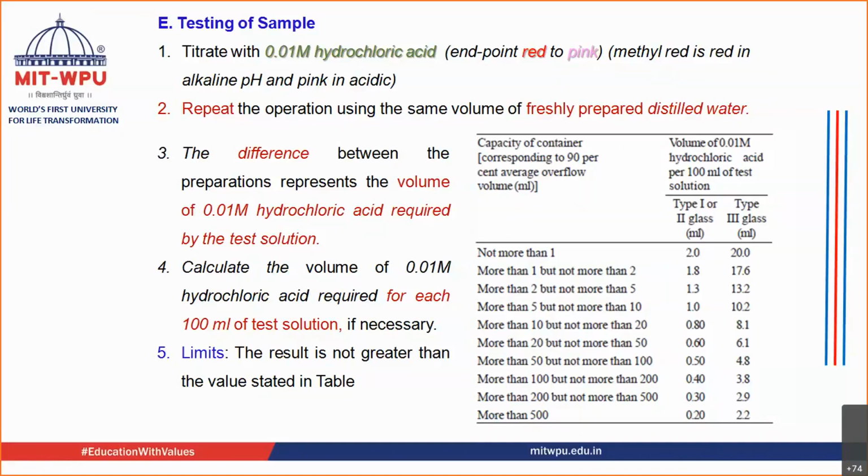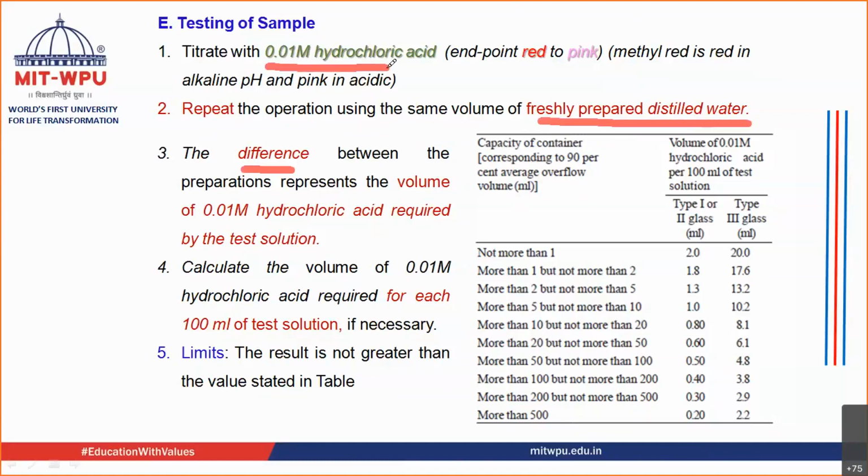we carry out the titration against H2SO4, if you remember, sulfuric acid. Here we are going to carry out the titration with 0.01 molar hydrochloric acid. Okay, so you are going to carry out the titration for the sample, and you are going to repeat the operation, the titration, with freshly prepared distilled water. You are going to find out the difference between them.